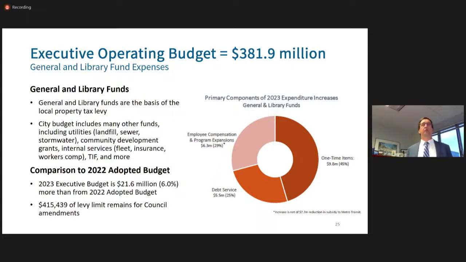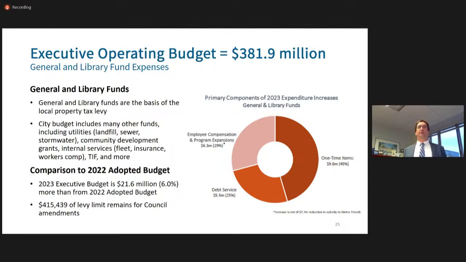When we look at 22 compared to the proposed 2023 budget, we'll talk a little bit in a few slides about what's called the levy limit, and that is a state mandated maximum amount of increase in property taxes that the city is allowed to proceed with. And the executive budget leaves about $415,000 of room between what's proposed in the executive budget and the maximum amount for additional council priorities and amendments beyond what's in the executive budget.